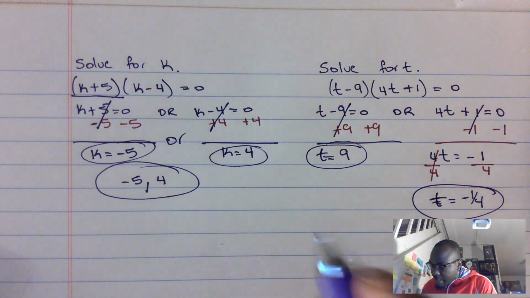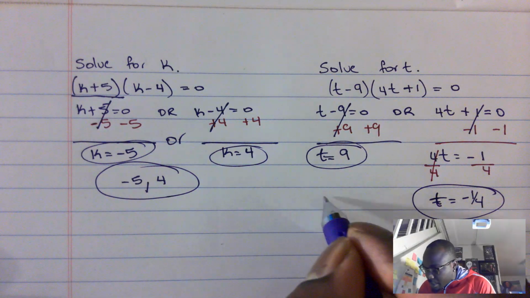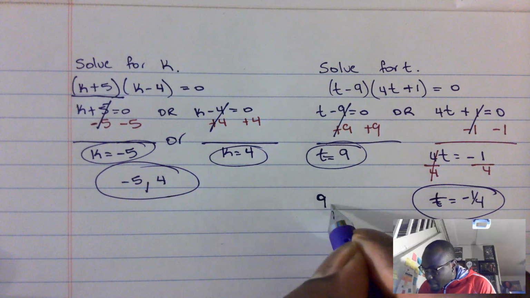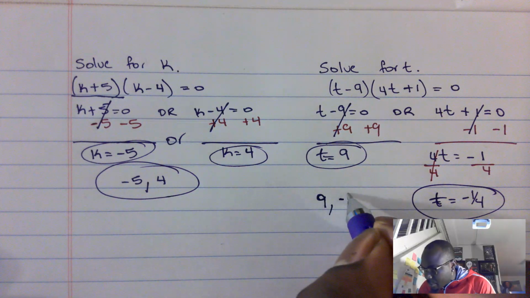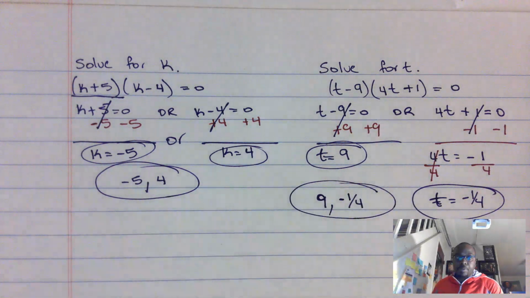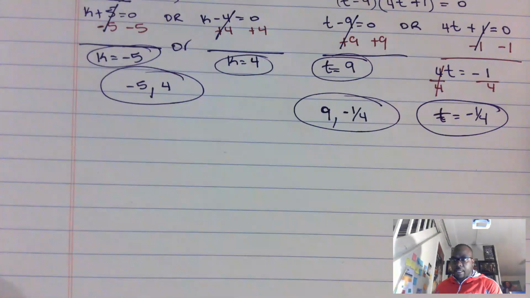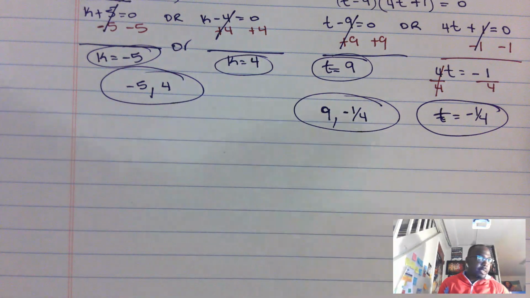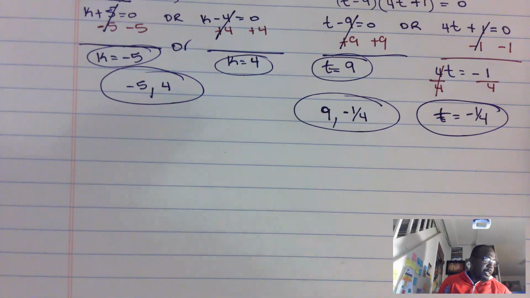All right, so again, in IXL, you're going to enter your answer as 9, comma, negative 1 divided by 4. All right, boom. So let's go ahead and look at some more examples. I've got a few more examples.